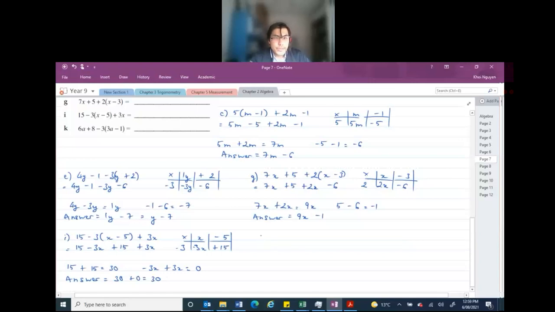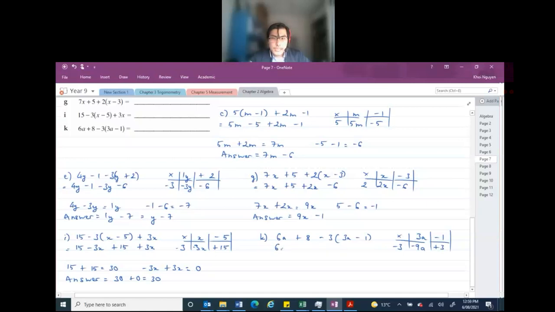And final one for question 2, 6a plus 8 minus 3 brackets 3a minus 1. Okay, so brackets, we have negative 3 on the outside, 3a minus 1 on the inside. Multiply them. Negative 3 times 3, that is negative 9a. Negative 3 times negative 1, a negative and a negative is a positive. 3 times 1 is 3.